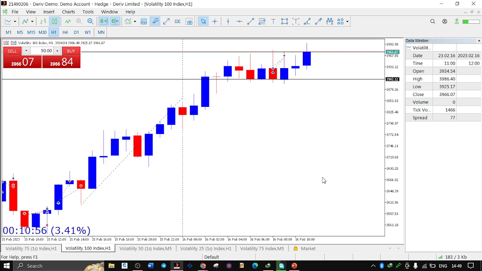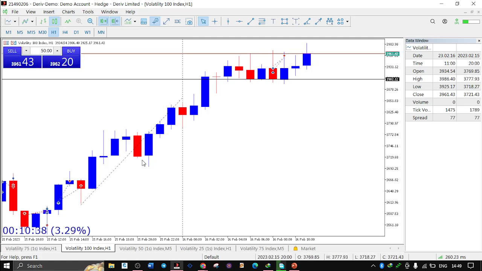Just open your chart. I'm in the chart. Is the chart open? It is open. That's all I wanted. Have you checked to see whether it's connected?